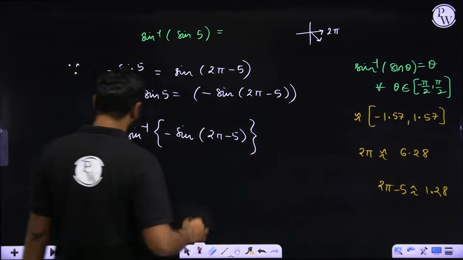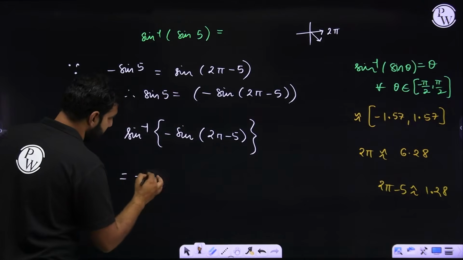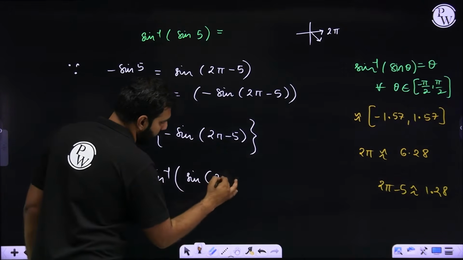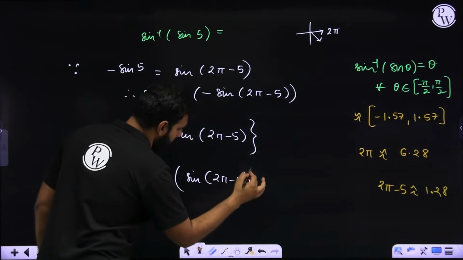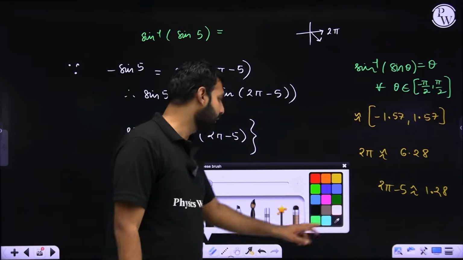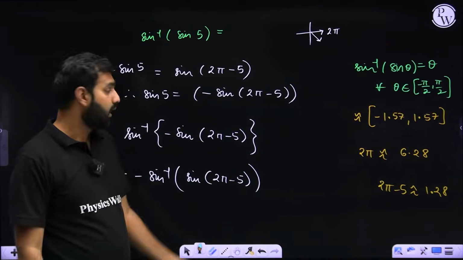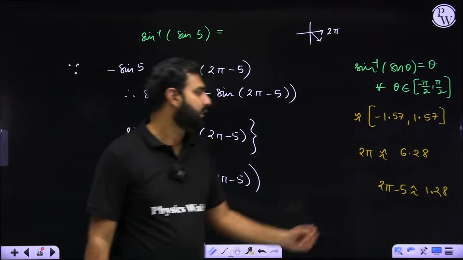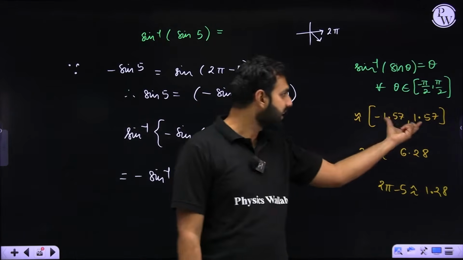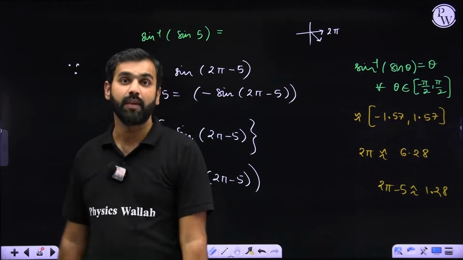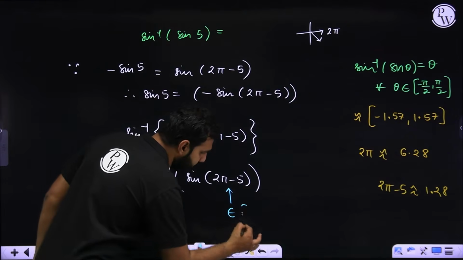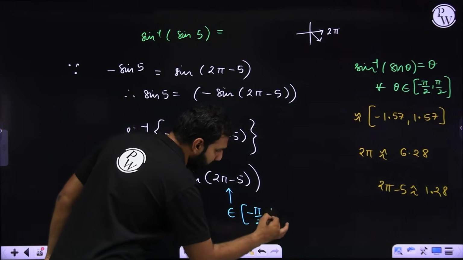So now I can write it as negative of sine inverse of sine of 2 pi minus 5. Now here comes the interesting part. What do you mean by that? I am trying to make you understand a very interesting part here. Look at the value 2 pi minus 5. It is approximately 1.28, which lies between minus pi by 2 to pi by 2.